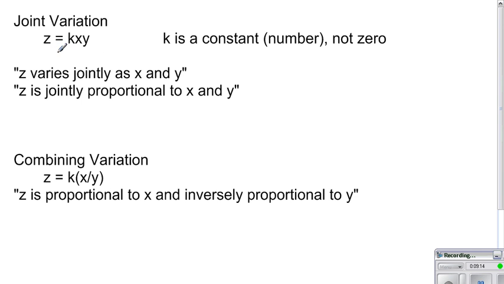The third type of variation we're going to look at is called joint variation. That involves 3 variables. z equals k times x times y. Again, k is a constant, not 0. You can read this as z varies jointly as x and y, or z is jointly proportional to x and y. You can also combine all of these variations together a little bit. Here's an example where we combine a direct and inverse. z equals k times x over y. For that, you would read that z is proportional to x and inversely proportional to y, because it's basically two equations at the same time. z equals kx and z equals k over y at the same time.